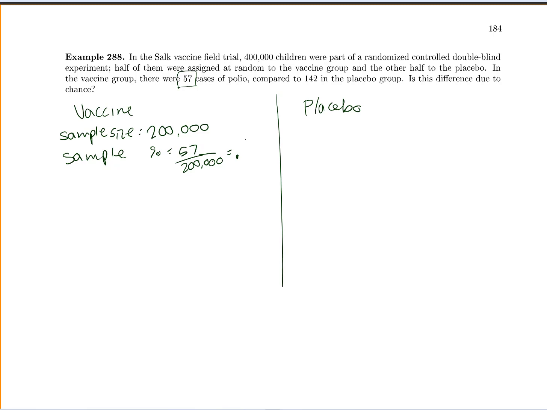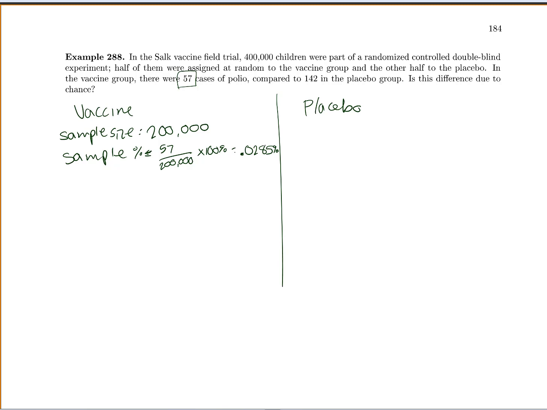So it's point, let's see, oh, I almost forgot. Make sure you times by 100. So 57 over 200,000 times 100 should give me 0.0285%. So that's a very small percent. Again, we're going to do more decimal places just because our numbers are so small.